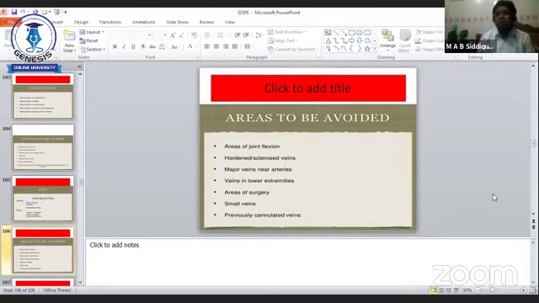A major vein near an artery should be avoided. Veins in the lower extremity are usually avoided, but sometimes they are required. An area of surgery, a small vein, and a previously cannulated vein should also be avoided when introducing an intravenous cannula.